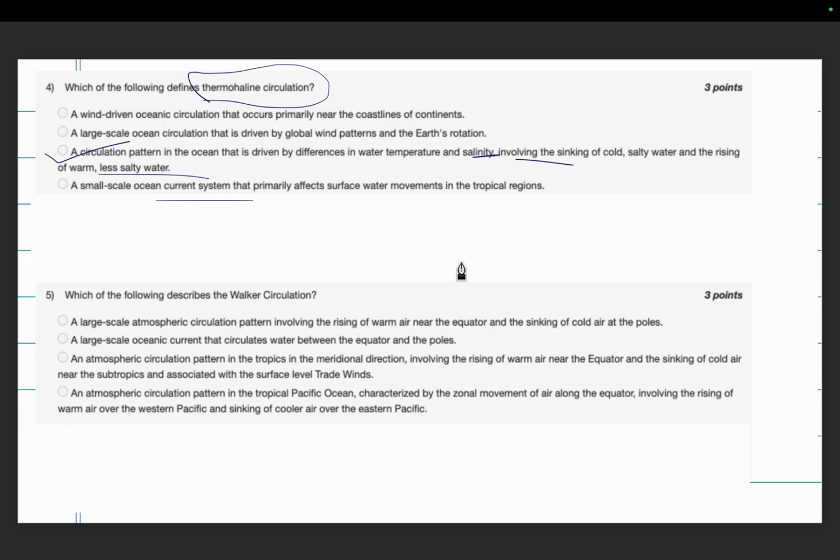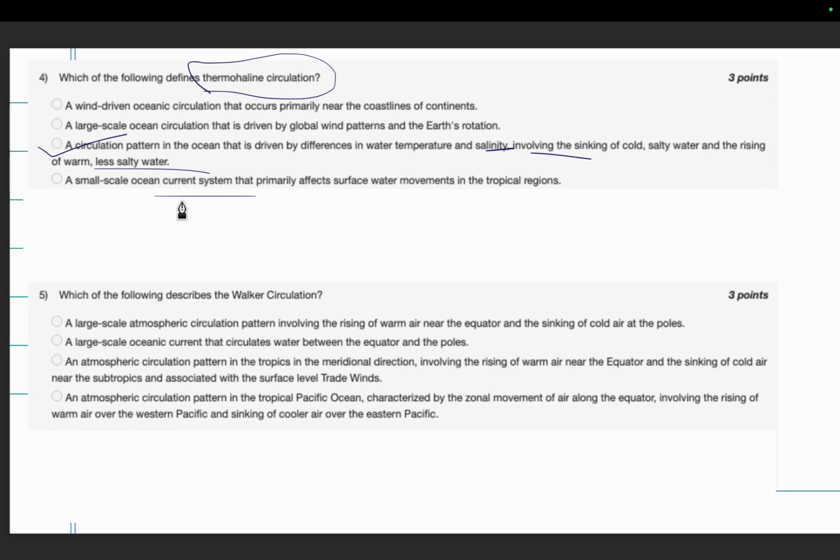Excuse me, ma'am. What are the other options? Are they false or correct? They are false.